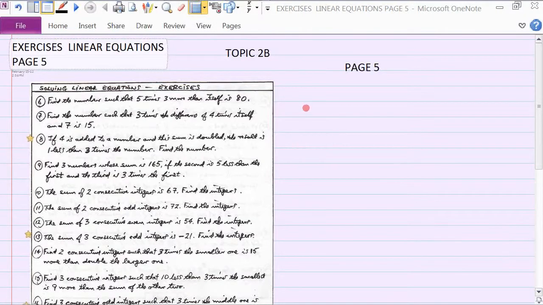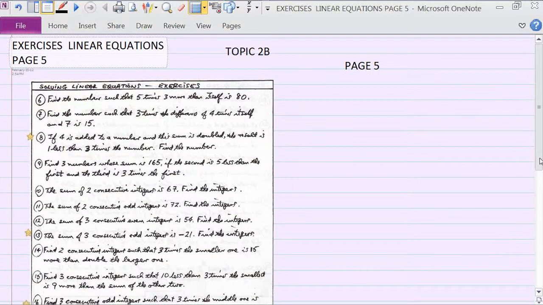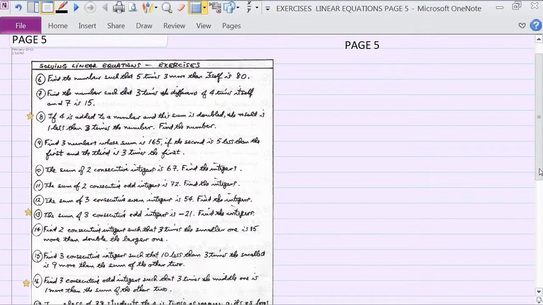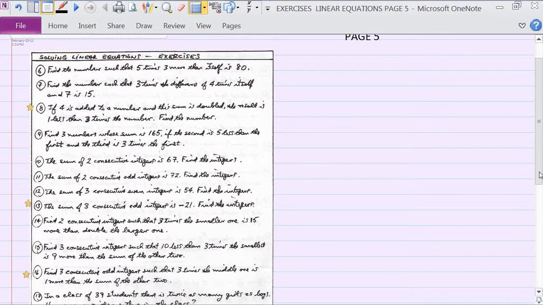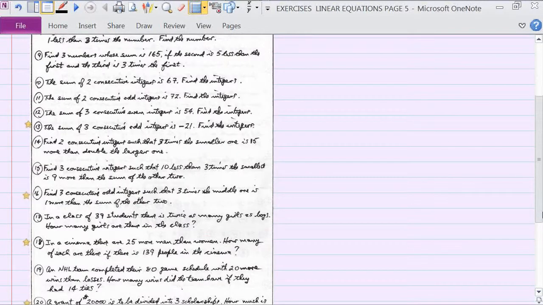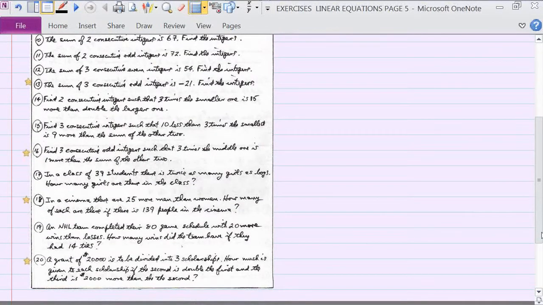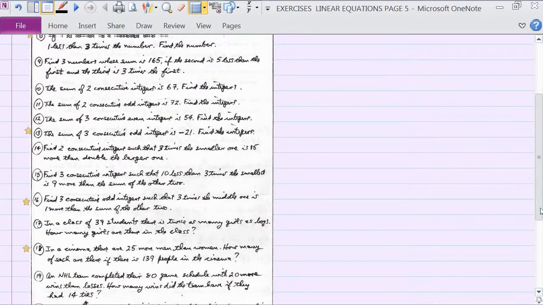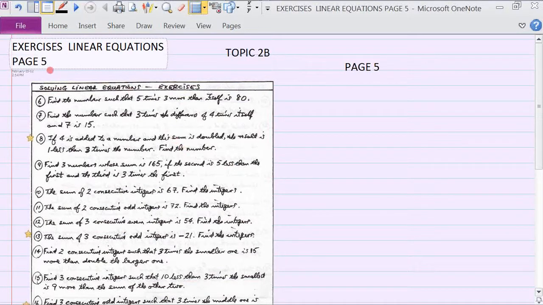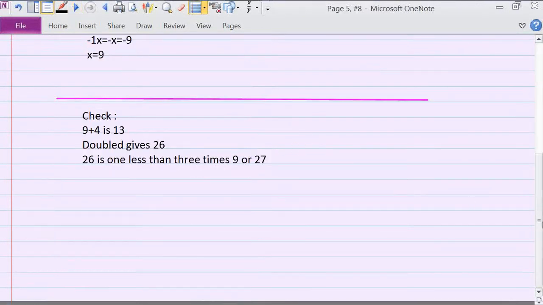Page 5, topic 2B. We're going to do the following problems on page 5, continuing our study of linear equations and how to solve them. The problems that we're going to do are 8, 13, 16, 18, and 20 on this page 5. So let's start with the first problem.